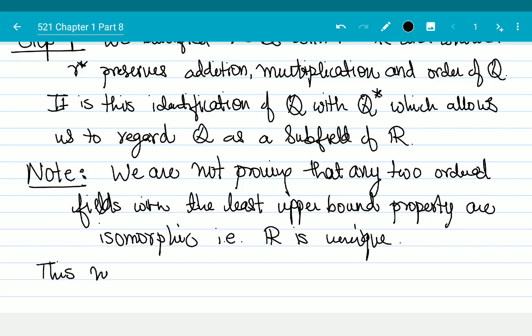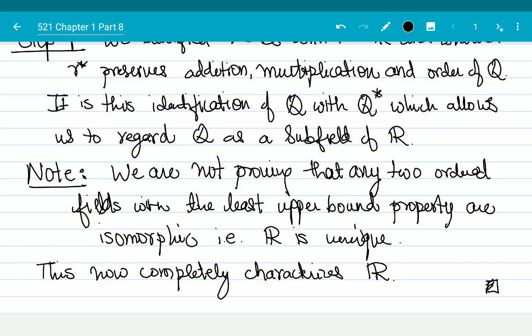This now completely characterizes R. Okay, and this is how you construct R as an ordered field which contains your rationals, and this is also the end of chapter 1.